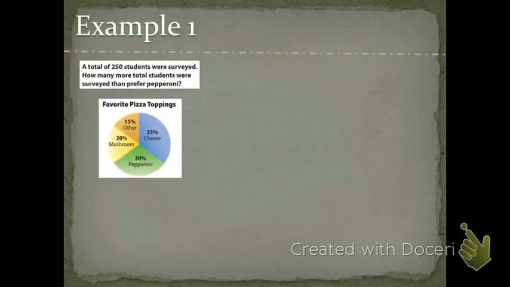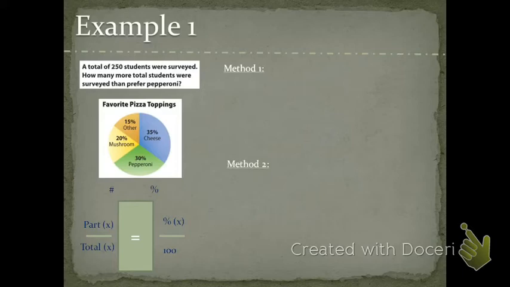Okay, so here is our circle graph. We're looking at pepperoni pizza, which is 30%. Okay, I'm going to show you 2 ways that you can do this. So our first way. Okay, you'll set up your percent bar. So here we know we're looking at pepperoni pizza.